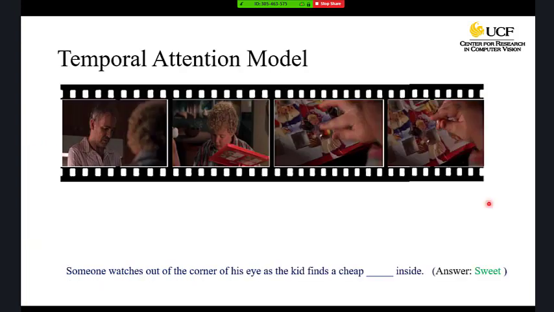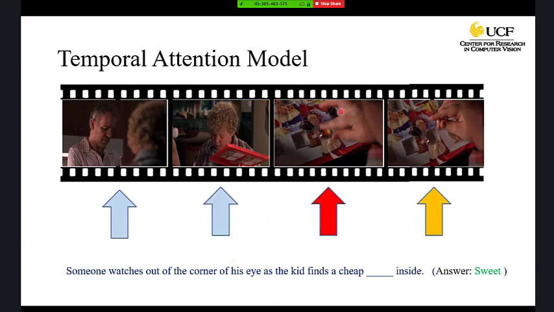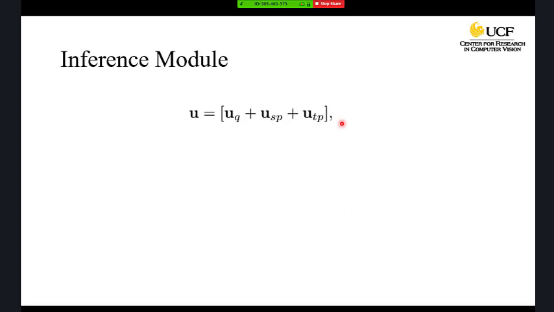Temporal attention means when, or which shot, to look at to answer a question. So basically, given this question, the most related part of the video is this shot. So we want to pull features from this shot and call it the temporal representation of the video.